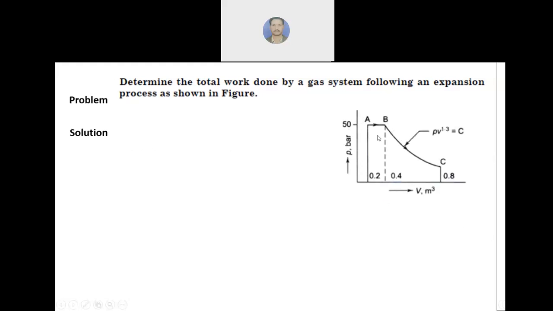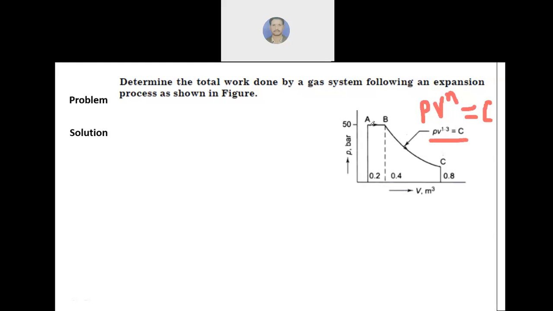Now here, what is the thing? Process AB, then process BC. Process AB is a straight line. Process BC follows this equation: P into V to the power 1.3 equals C. We have seen the polytropic process. In a polytropic process, you know the relationship P V to the power n equals constant. Here in place of n, the value 1.3 is given. So process BC follows this law or equation.